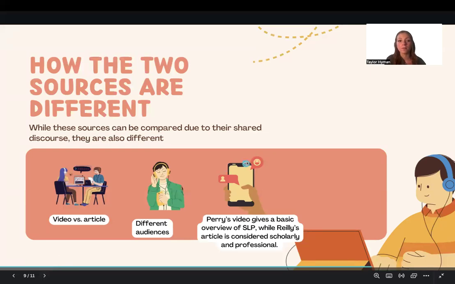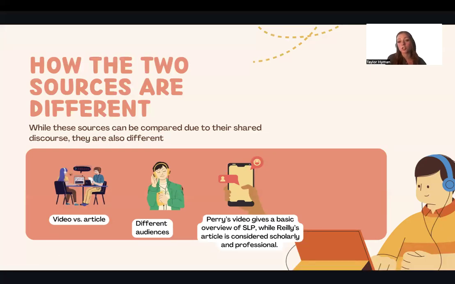How these sources are different. While these sources can be compared due to their shared discourse, they're also different. For example, I used a video source and an article source. So the video was spoken and the article was written. And also there are two different audiences here.